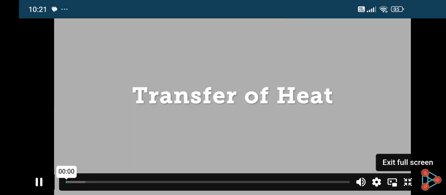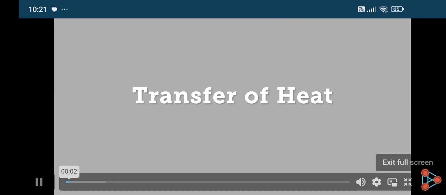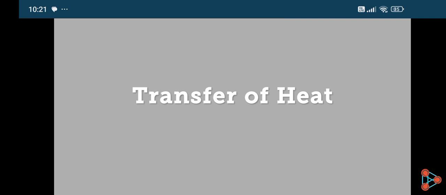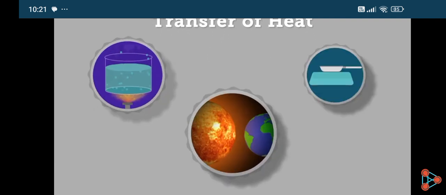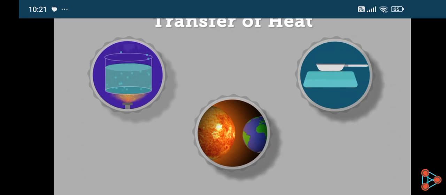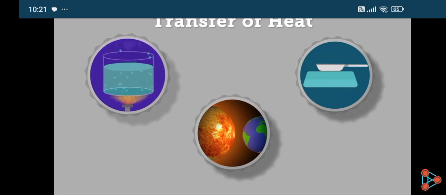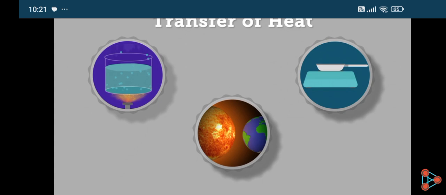Did you know that heat travels from one source to another? Yes, that's true. There are different ways in which heat gets transferred. Let's understand the different processes through which this can happen.